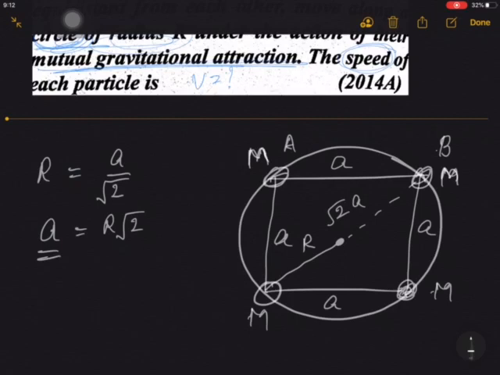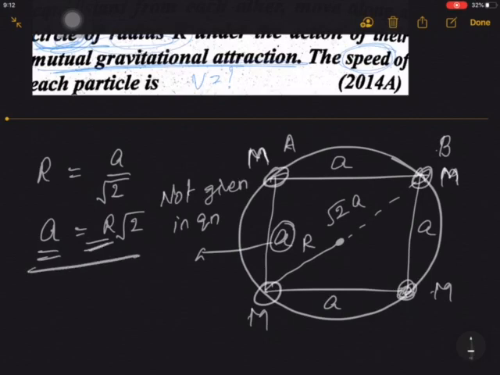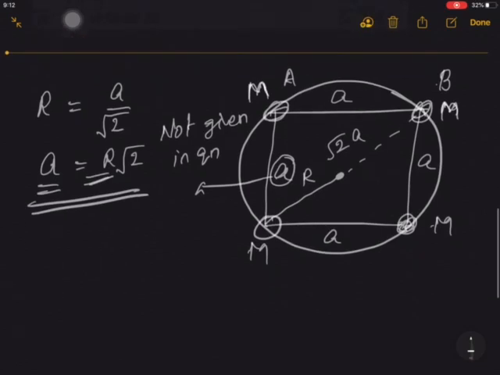So a, I am taking the equidistance. It is not given in the question. The symbol a is not given in the question, so the answer must come in terms of r. That's why I am writing the value of a in terms of r initially only.